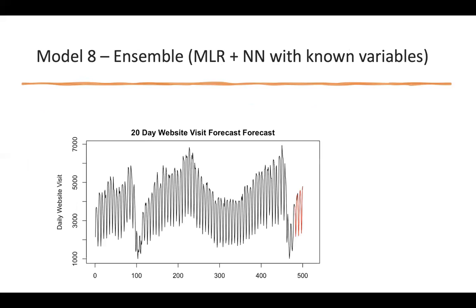Next is an ensemble model that was created with an average of the past two models, multiple linear regression and neural network model. It performed fairly well as expected with ASE of 16,000.